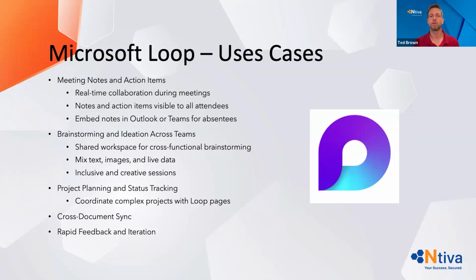Now, here are some practical scenarios where Loop shines by solving common collaboration challenges. First one up, meeting notes and actionable items in real time. During meetings, instead of one person taking notes in a file and sending emails later, use Loop for note taking and action items. All attendees can contribute simultaneously, adding discussion points, decisions, and tasks. If somebody couldn't attend, you can always embed the same component into an Outlook email or Teams chat to share the outcomes. Everyone always sees the latest version of the notes. This boosts engagement and ensures accountability since action items are immediately recorded and visible.